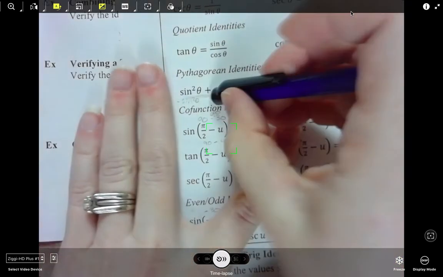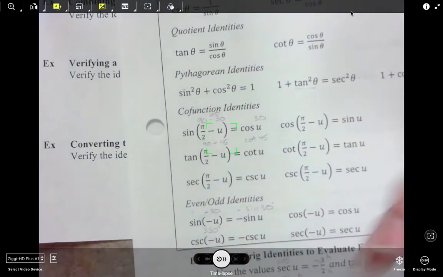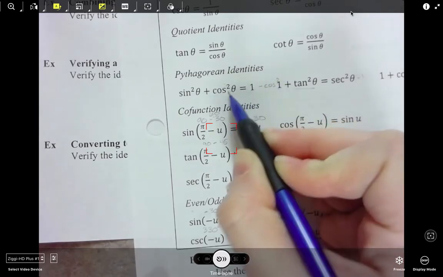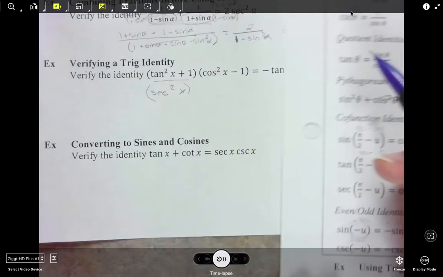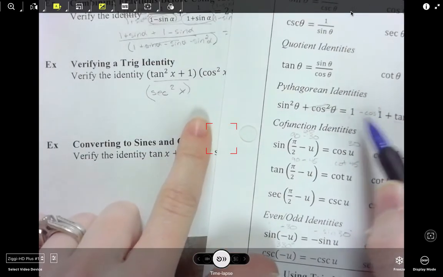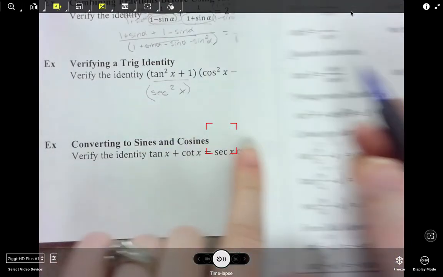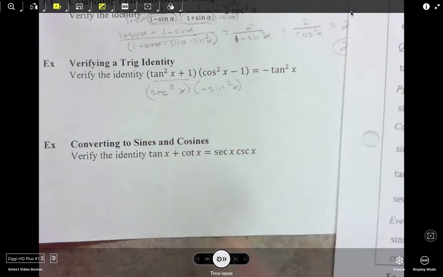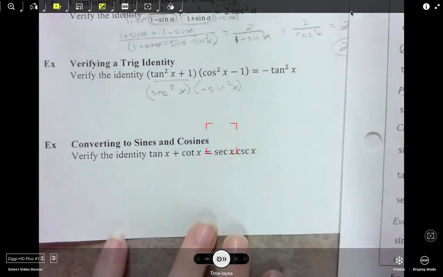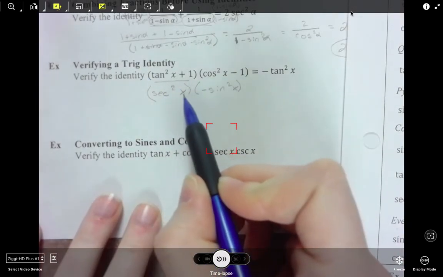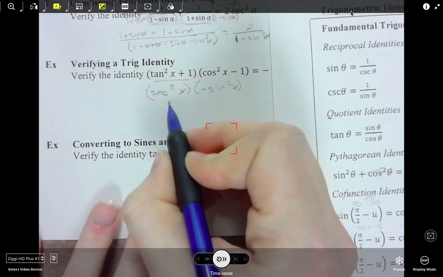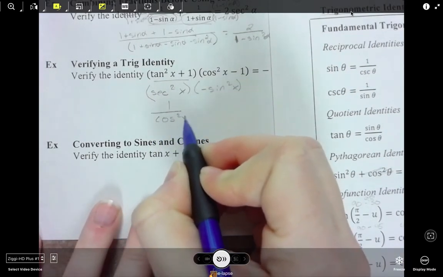I know that sine squared is equal to 1 minus cosine squared if I move it to the other side. So if I want cosine squared minus 1, that would be like negative sine squared. So I'm going to write negative sine squared x. Okay. We want to try to get this right here to be negative tangent squared. All right, so let's see what we've got going on. Secant squared, okay, secant is 1 over cosine. So this would be like 1 over cosine squared x.